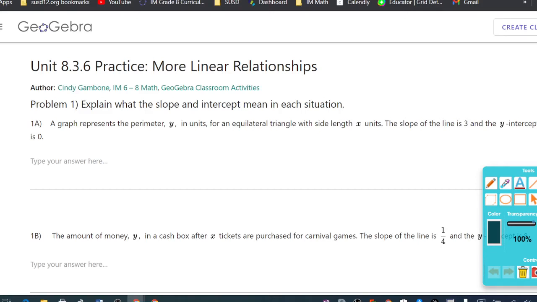Unit 8.3.6, that means 8th grade math, Unit 3, Lesson 6. And these are the practice problems. Problem number 1. Explain what the slope and intercept mean in each situation.